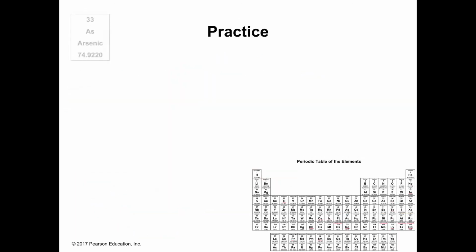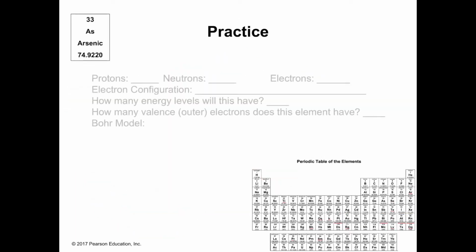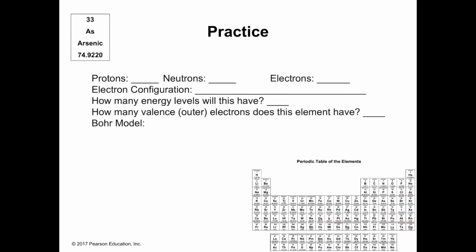Let's try another. So now we're going to do this for arsenic. Arsenic is atomic number 33, which means that it has 33 protons, and since protons and electrons have to be equal when in a neutral atom, we will also have 33 electrons. Now to find the neutrons, we need to have the mass number, so we do 74.992 rounded to 75, right? That gets our mass number. And then our neutrons will be our mass minus our protons. That will get us our number of neutrons.